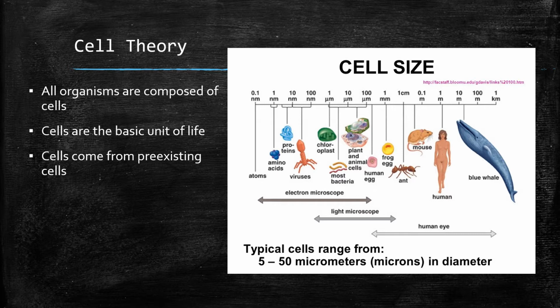One is that all organisms are composed of cells. So without a cell, you don't have a living organism. And like I mentioned in the previous slide, cells are the basic unit of life, so a cell can perform all the tasks of a living organism. The third one is that cells come from pre-existing cells. They do not come from nowhere. And we're going to take a look at the evidence, particularly for that portion of cell theory.